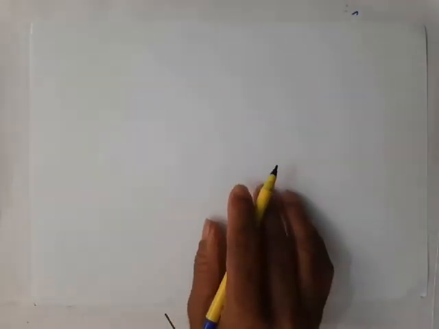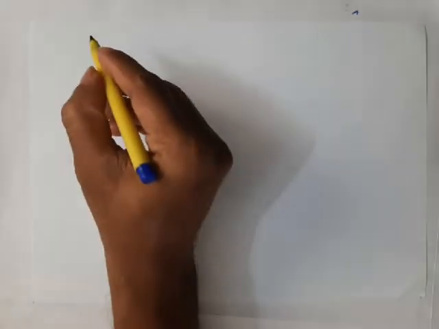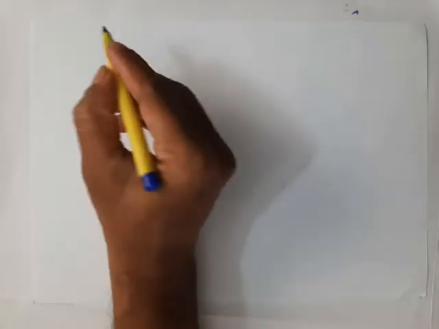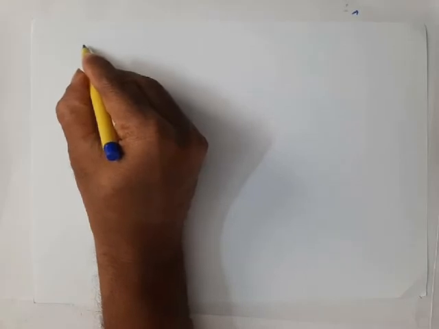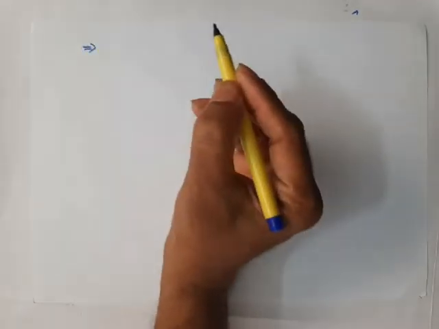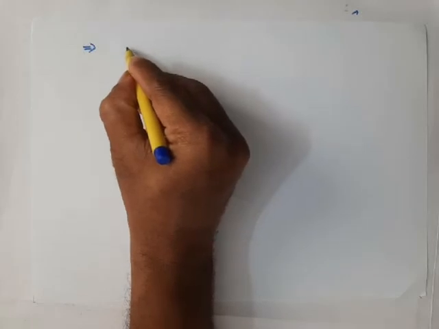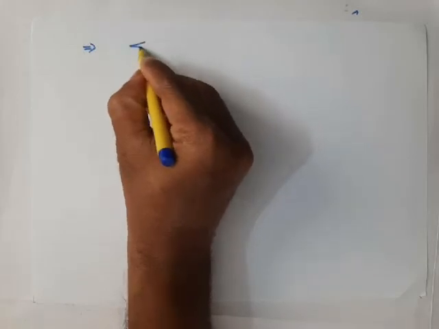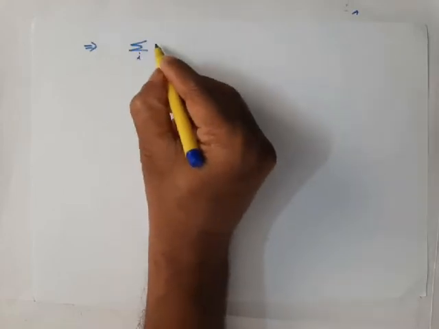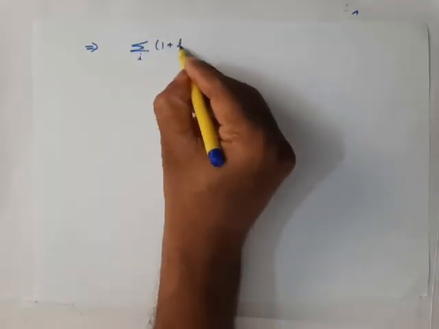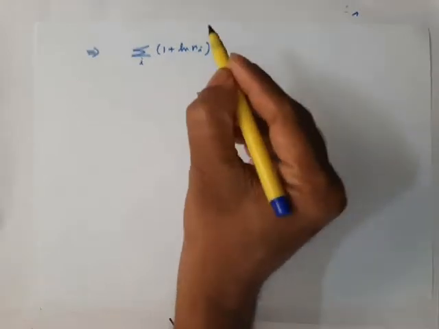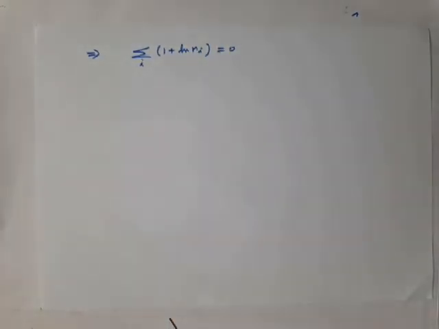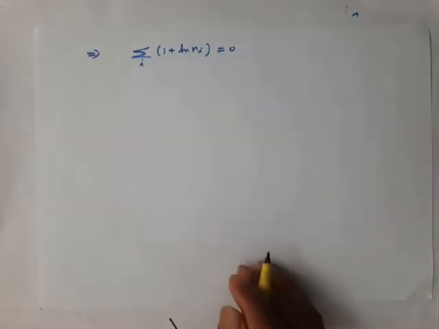In this lecture, I am going to continue the Maxwell-Boltzmann distribution. In the last lecture, I had stopped the derivation of Maxwell-Boltzmann distribution at this stage, that is summation over i of 1 plus ln ni equal to 0. I had stopped the derivation at this stage in the last lecture. Now let me continue from this.